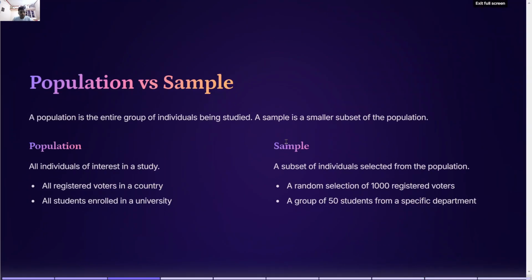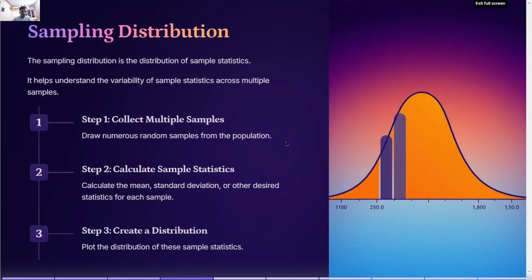Population versus sample. A population is an entire group of individuals being studied, whereas a sample is a smaller subset of a population. At first, population, which means all individuals of interest in a study, for example, all registered voters in a country, and all students enrolled in a university. Sample, which means a subset of individuals selected from the population, and examples are a random selection of 100 registered voters, 1000 registered voters, and a group of 50 students from a specific department.